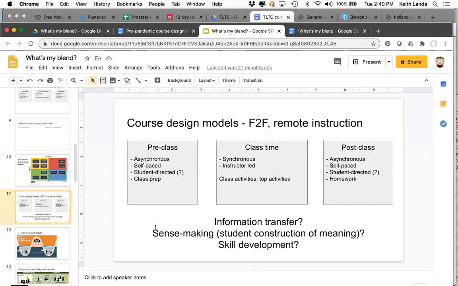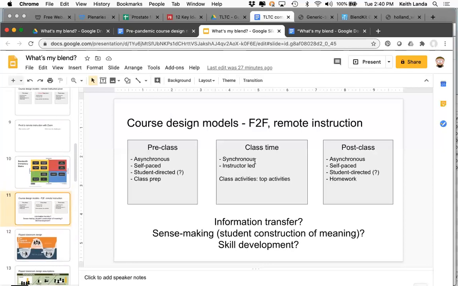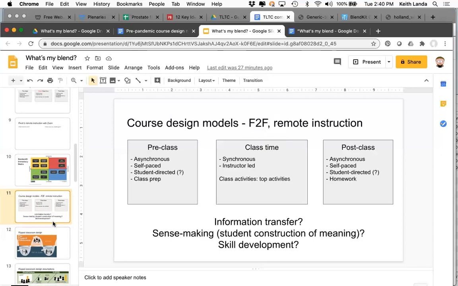And so as you're thinking about these pre and post class and during class activities, you might want to be thinking about where are the students going to be focused on picking up the information? Where are we going to have activities that will allow students to construct meaning and so forth? Now, I just want to quickly throw out a couple of different models that are variants from this standard face-to-face model.